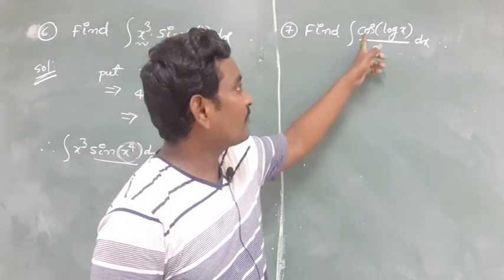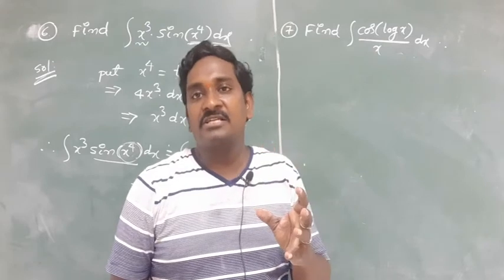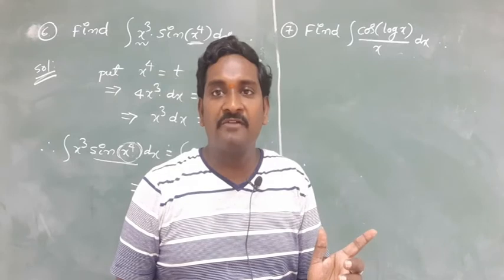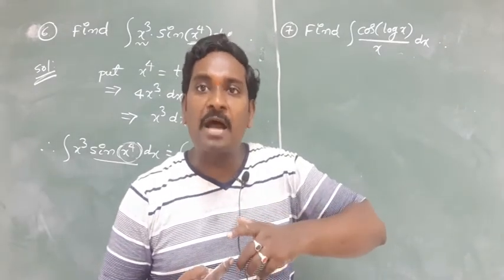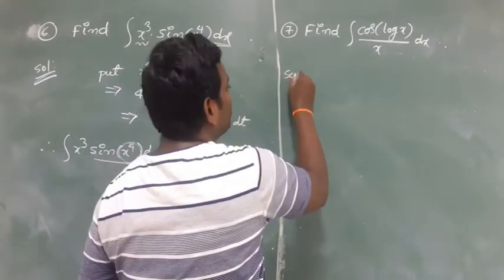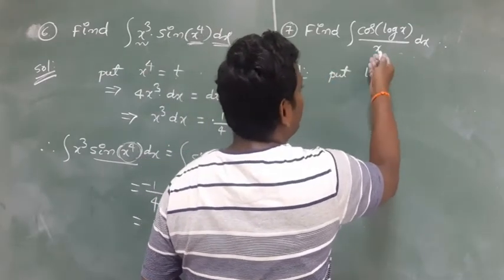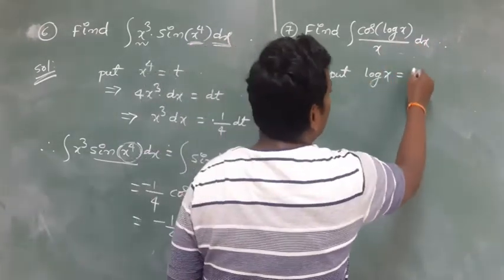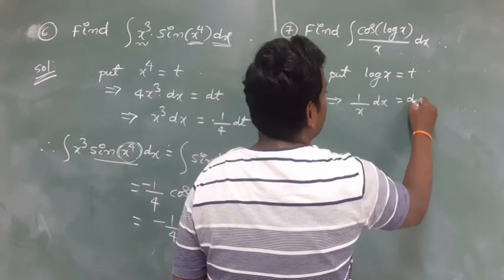Find integration of cos of log x whole by x dx. Just by seeing the given function structure, everybody knows that derivative of log x is 1 by x. Definitely the derivative of one term is also another part of the given problem. So you can take log x is equal to t. Already the derivative of log x is 1 by x, and 1 by x is already present in the given problem. So the derivative of log x is equal to 1 by x into dx is equal to dt.